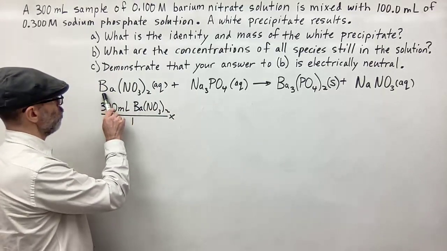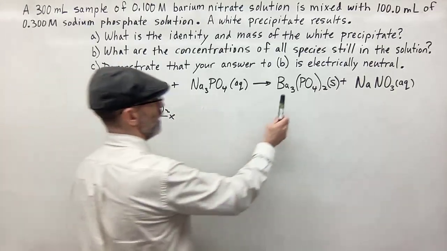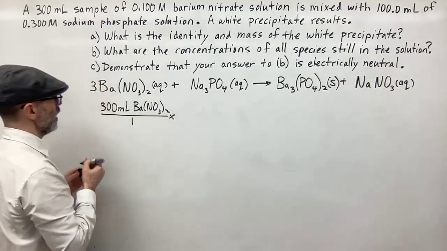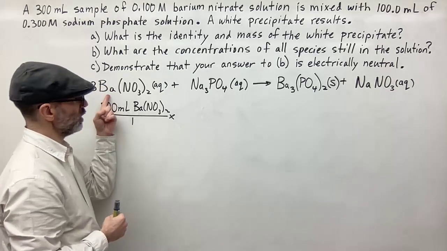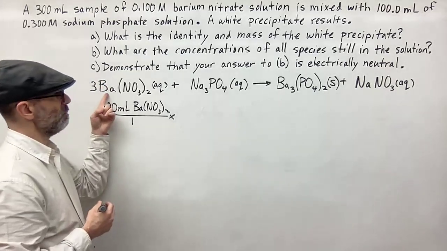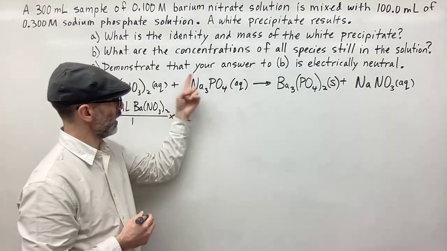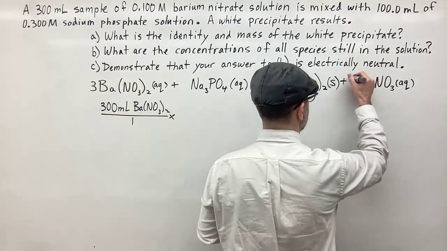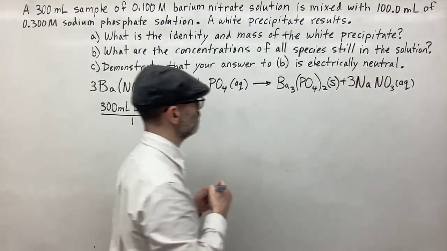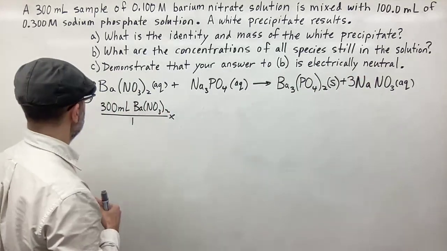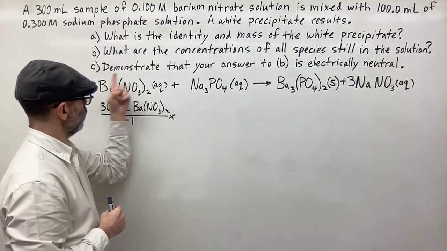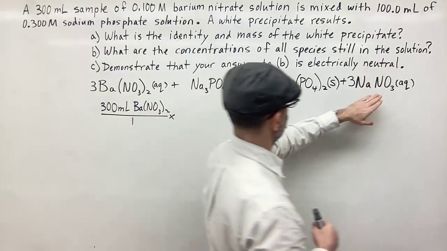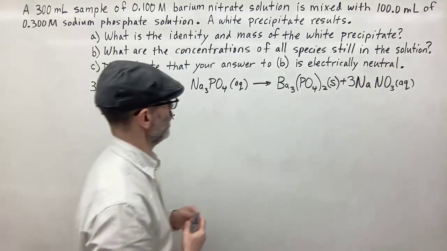So here I have 1 barium. Here I have 3 bariums. So I need a 3 over there. Okay, so the bariums are balanced. Now for the sodium, I have 3 sodiums here. I only have 1 here, so I'm going to need a 3 over here. Okay, so now for the nitrates, I have 2 nitrates over here, and I have 3 nitrates over here.